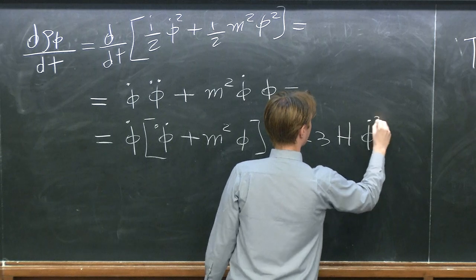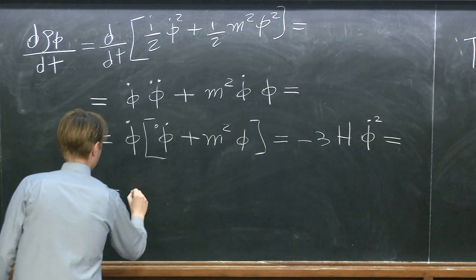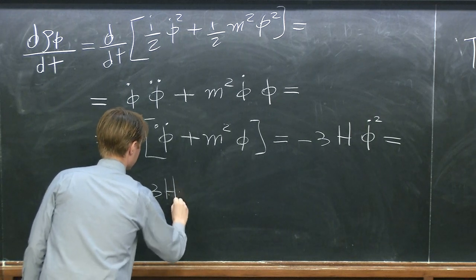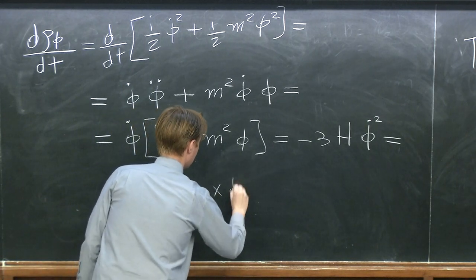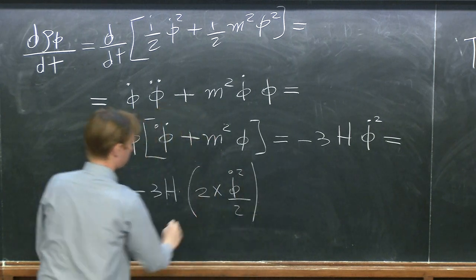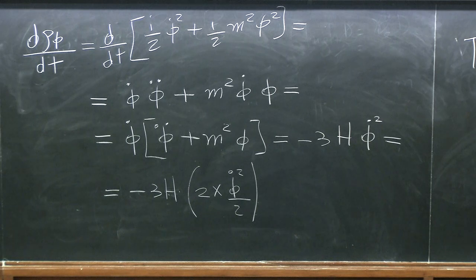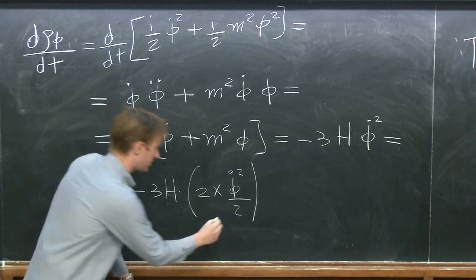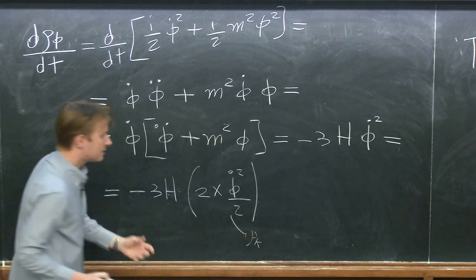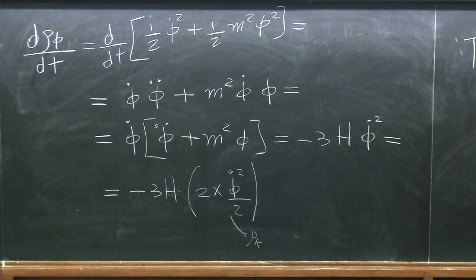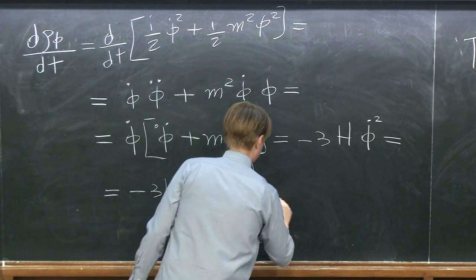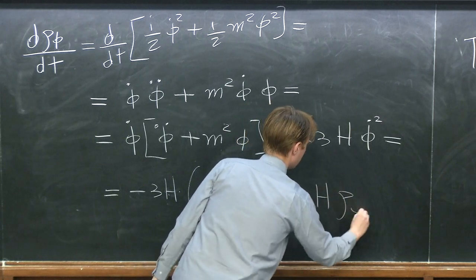So this gives minus 3H phi dot squared. Let me write that as minus 6H times phi dot squared over 2. Again, I haven't done anything deep here, but this is the kinetic energy. So this is rho K. And since the kinetic energy is equal to the potential energy, on average over one oscillation, twice the kinetic energy is also the total energy. Because kinetic is equal to potential, K plus V is like 2K. Okay. So I end up with d rho phi over dt equals minus 3H rho phi.